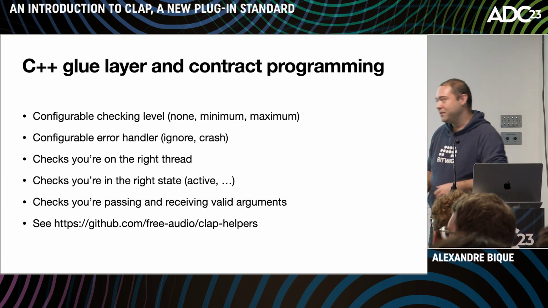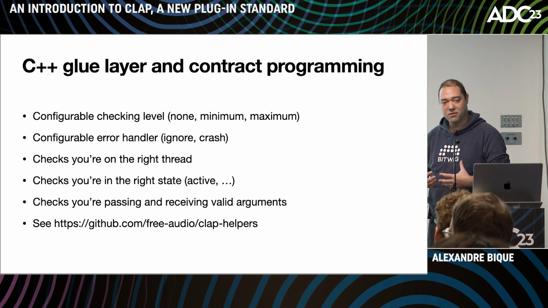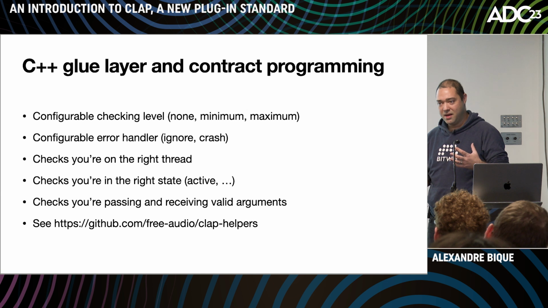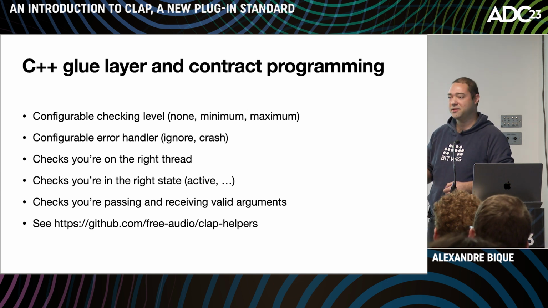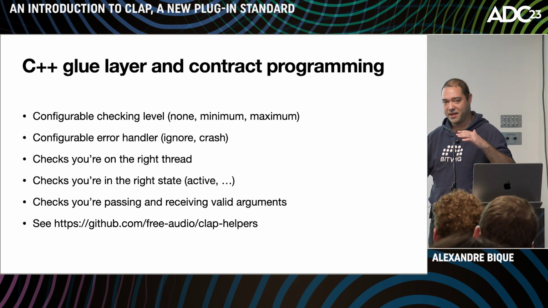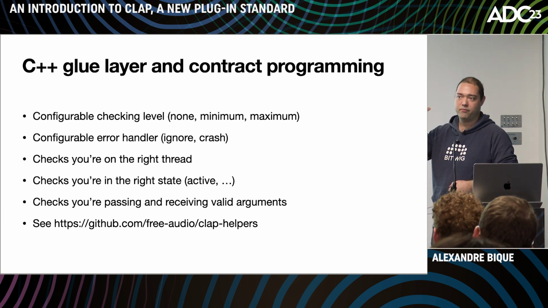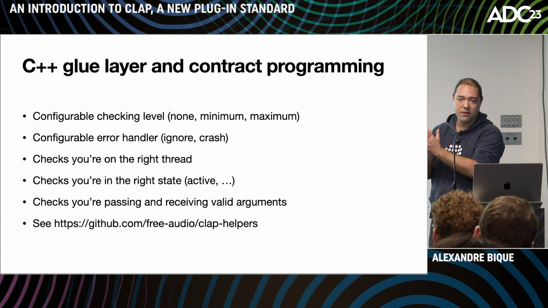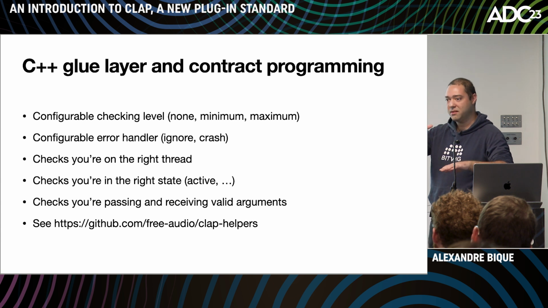One very important aspect of CLAP, and one that will contribute highly to robust plugins, is the C++ glue layer that we have and the contract programming. As I said, the documentation is very clear and precise. It documents what state you must be in and so on. And we have a C++ set of helper classes that will do the glue between the low-level C interface and the high-level functions, where you just want to override some virtual methods.